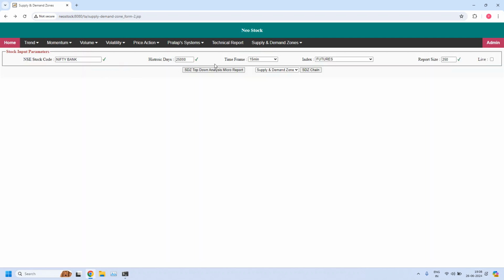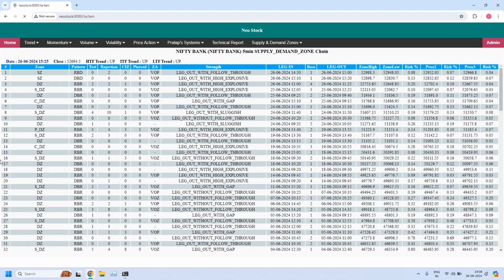Okay, I am going back and changing the time frame to the last time frame, 5 minutes, generating the 5 minute supply demand zone chain for Bank Nifty. Two supply zones are created today in Bank Nifty, and 1 demand zone is also created, but all 3 are normal zones, not high liquidity. Yesterday we had a high liquidity zone, but it is not yet tested.